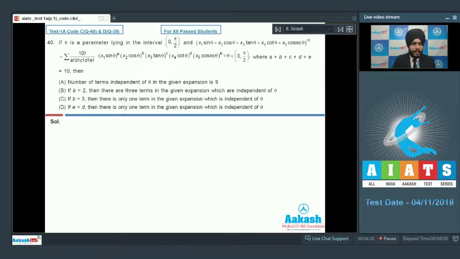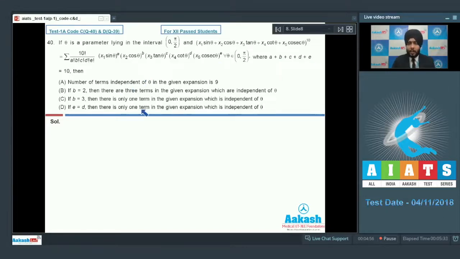It says that if theta is a parameter lying in the interval 0 to pi by 2, that means the first quadrant, and (x1 sin theta plus x2 cos theta plus x3 tan theta plus x4 cot theta plus x5 cosecant theta) whole raised to power 10 is equal to sigma 10 factorial upon a factorial, b factorial, c factorial, d factorial, e factorial into (x1 sin theta) raised to power a, (x2 cos theta) raised to power b, (x3 tan theta) raised to power c, (x4 cot theta) raised to power d, (x5 cosecant theta) raised to power e, for all theta belongs to 0 to pi by 2, where it is very obvious that a plus b plus c plus d plus e is equal to 10.